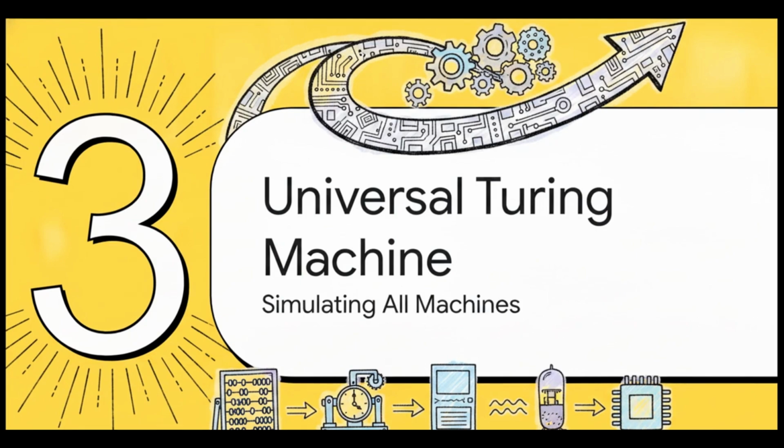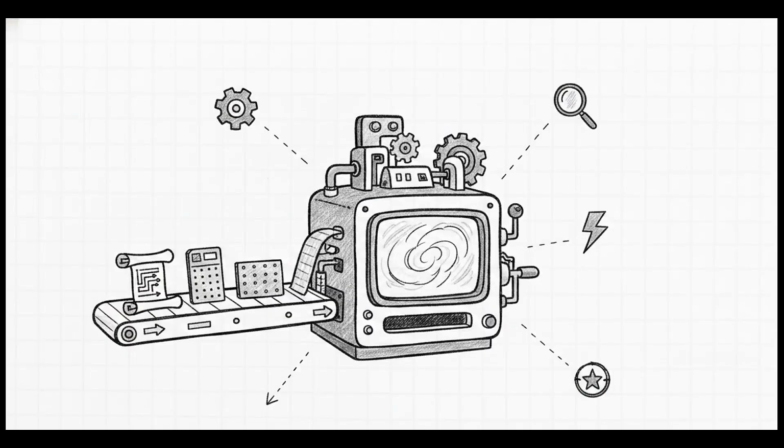Which brings us to section 3, the universal Turing machine. Literally, the machine that simulates all machines. I want you to imagine an architecture that encapsulates all those previous models we just talked about. The universal Turing machine takes the description of another Turing machine, its rules and its input, and just simulates it. This right here is the theoretical grandfather of the modern general-purpose computer. It completely proves the stored program concept. You don't need to build new hardware for every new task. You just load new instructions, and boom, the machine fundamentally changes its behavior.